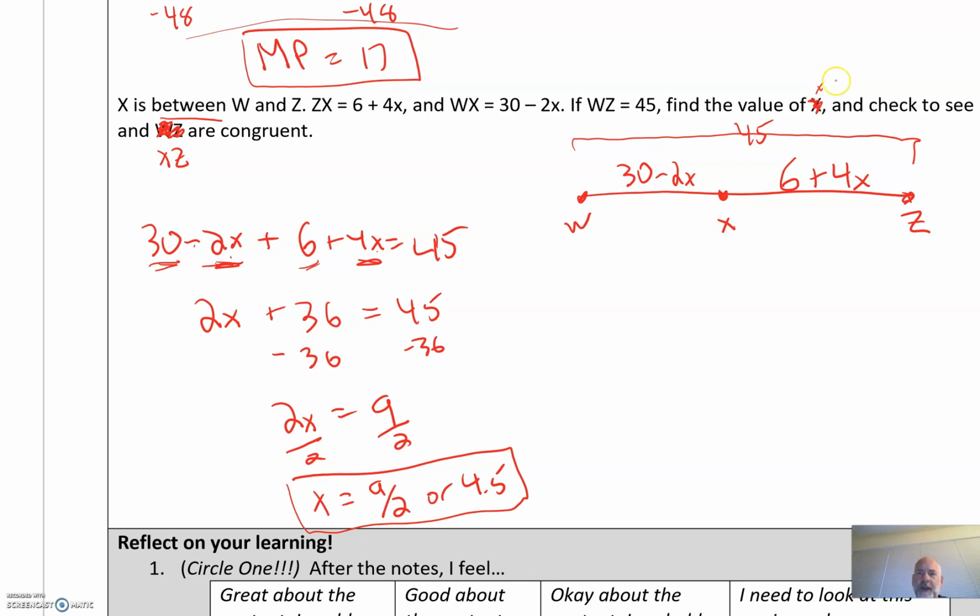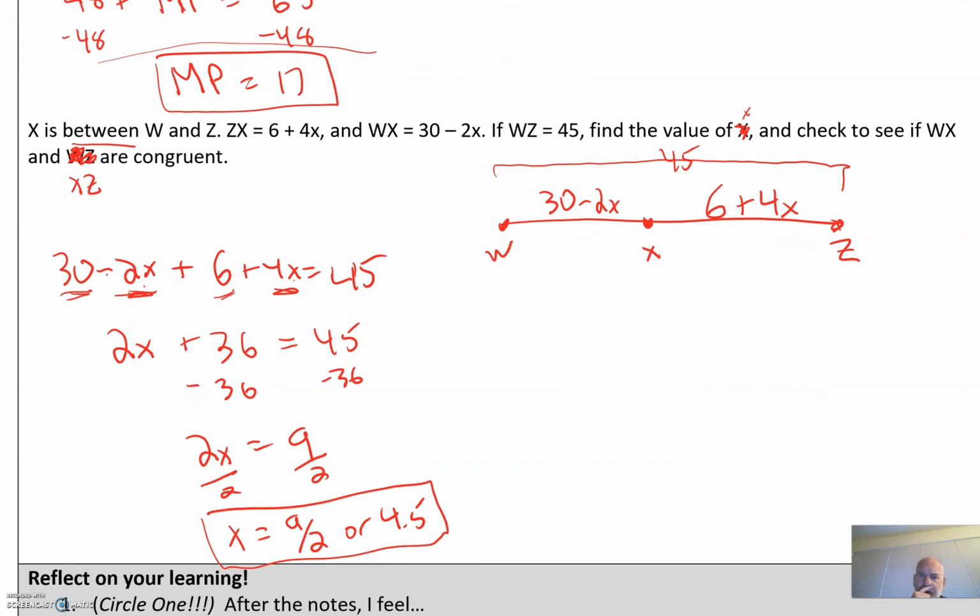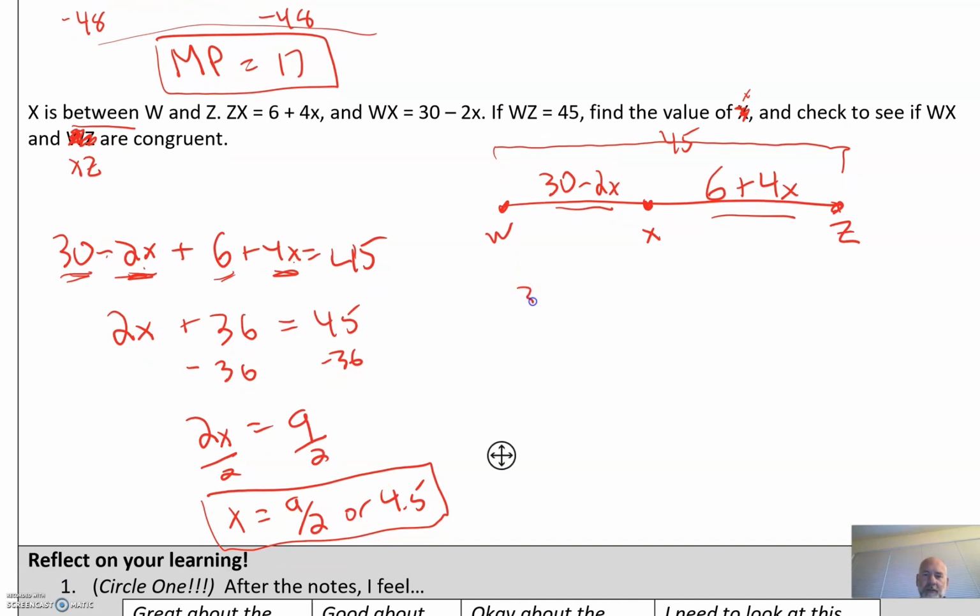Okay, so we found the value of x. Oh, and check to see if WX and XZ are congruent. Okay, so WX is this and XZ is this. Now I know what x is, I need to put that in to see what the lengths are. So WX is 30 minus 2 times 4.5. So that's 30 minus 2 times 4.5, which is 9. So that's 21.